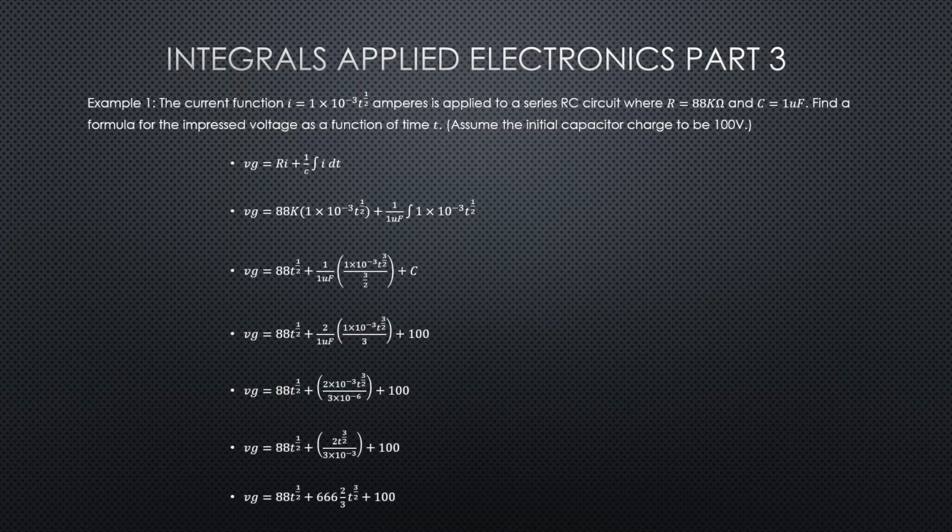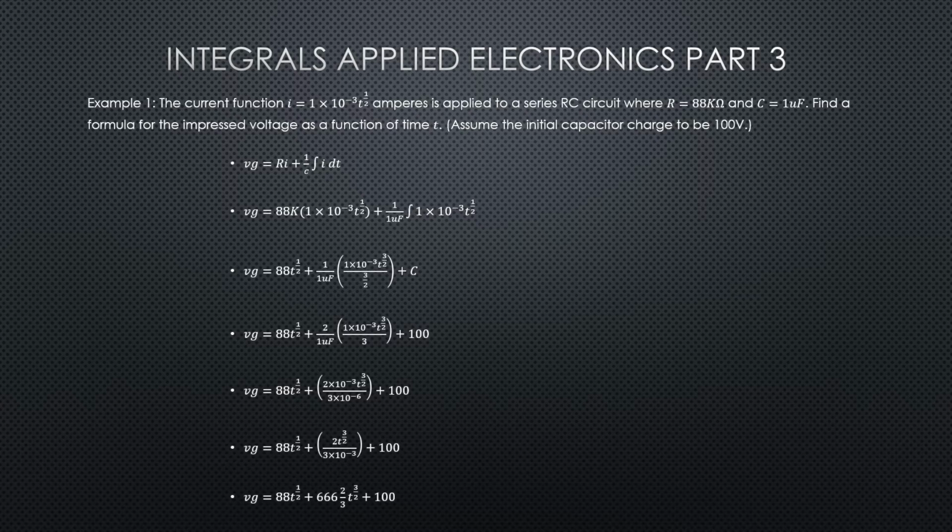All right, our first problem here, we've got a current I equals 1 times 10 to the negative third power times t to the half power applied to a series RC circuit where R is equal to 88k ohms and C is equal to 1 microfarad. Find the formula for the impressed voltage as a function of time and assume that the initial capacitor voltage is 100 volts. So we're going to start with our formula.